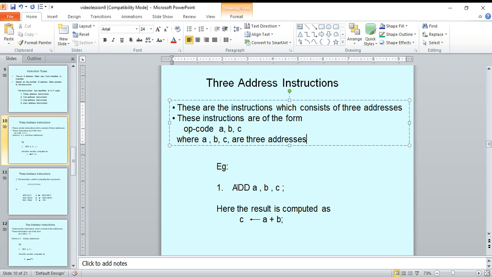This is the example for the three address instruction format. ADD is the opcode, so we write ADD and then A, B, C. We perform the addition of the two numbers A and B, and finally we store the result into C.